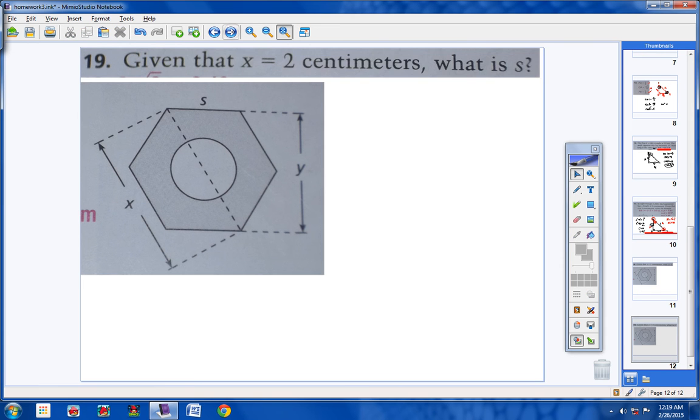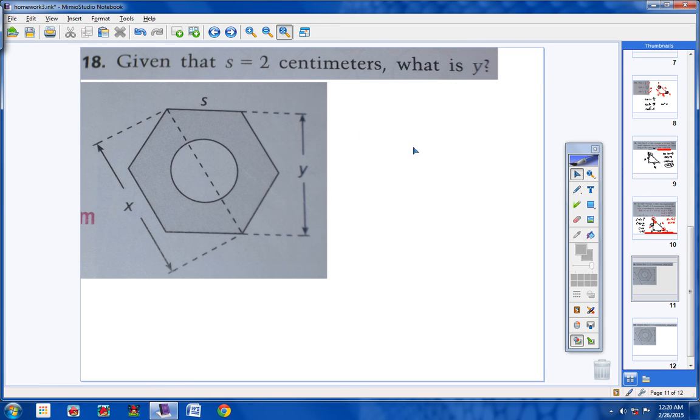Okay, number 18. Given that S equals 2, what is Y? Now, this is going to be a decently challenging problem, so I need you to really listen carefully. If you've ever worked at all with cars or any type of tools, and if you'll read the problem, it says you have a hexagonal nut, okay? Now, that does not mean that the polygon is crazy, okay? That's a nut. That's not what it means. It's a nut that you can use a ratchet set on to tighten or loosen.